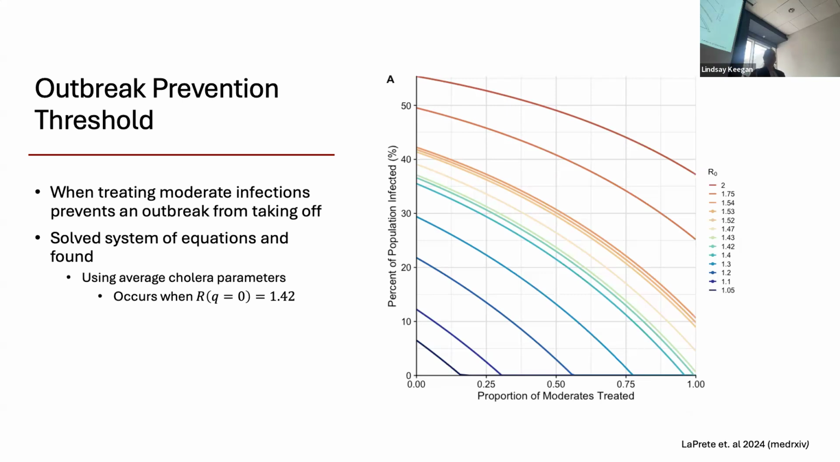But as you get lower and lower reproductive numbers, you need to treat fewer and fewer proportions of the population. For example, if your reproductive number is about 1.3, you just need to treat about 55% of the moderates. So maybe a more realistic value. It gives you an analytic solution, so you can plug in your parameter values for your outbreak and say, do I want to treat or do I not want to treat moderates? And then how many do I need to treat?